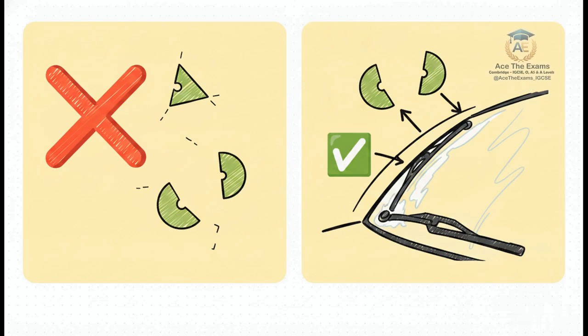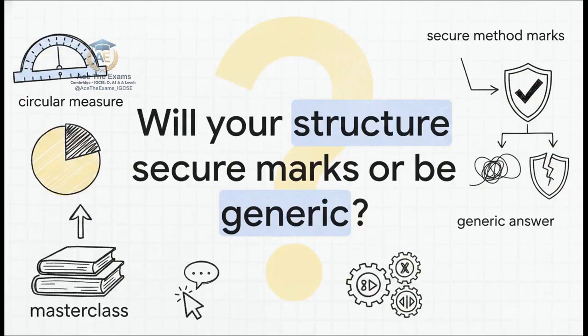It is the difference between writing, I found the angle, and writing, I calculated angle AOB using the cosine rule in triangle AOB, which is required to find the area of sector AOB. It sounds incredibly formal, I know, but that rigorous structural discipline is exactly what secures the top band marks. When you write like this, you are effectively proving to the examiner that you are in complete control of the mathematical narrative. So I'll leave you with this.